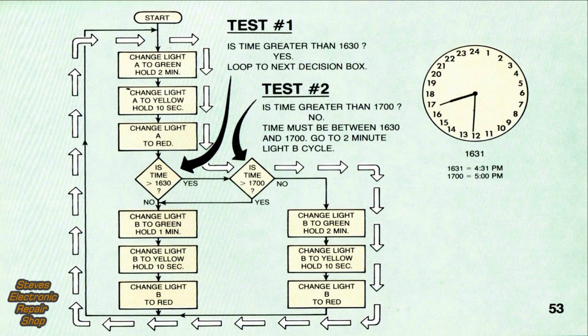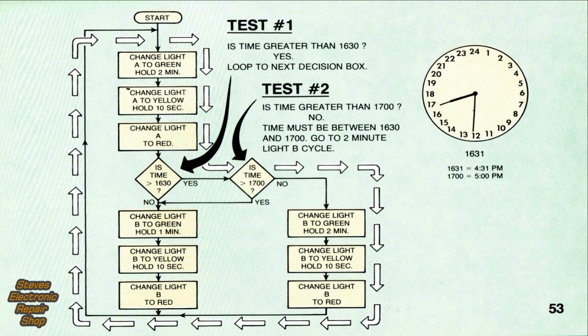This leads directly to another decision box, and we encounter test 2. The question now is, is time greater than 1700? The answer is no. Therefore, time must be between 1630 and 1700. So we go to the 2-minute light B routine. Well, the flowchart works as defined between 1630 and 1700.